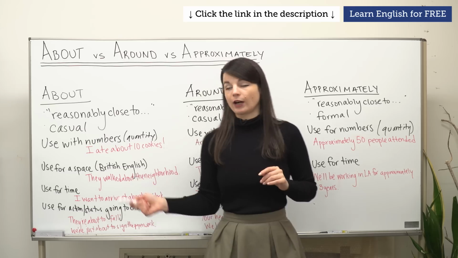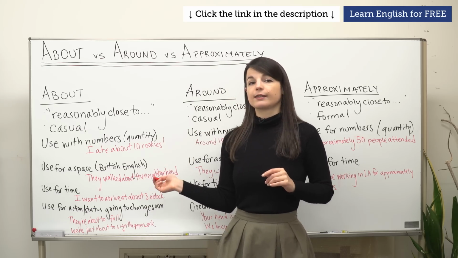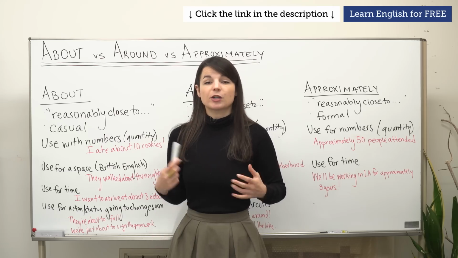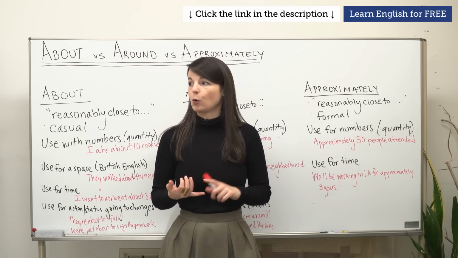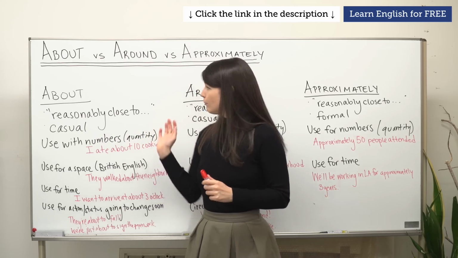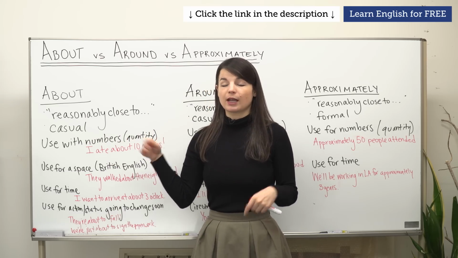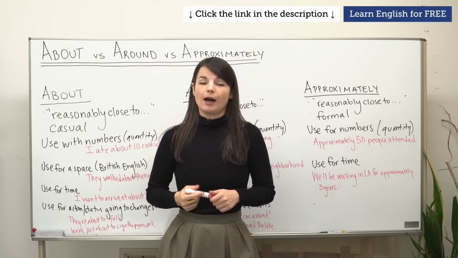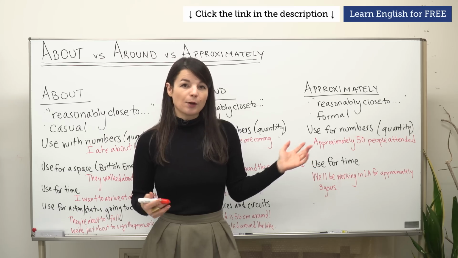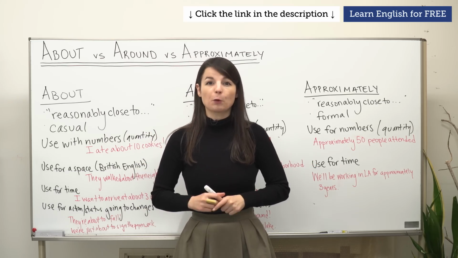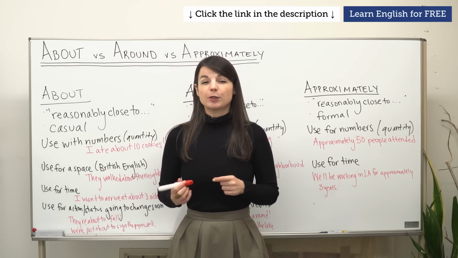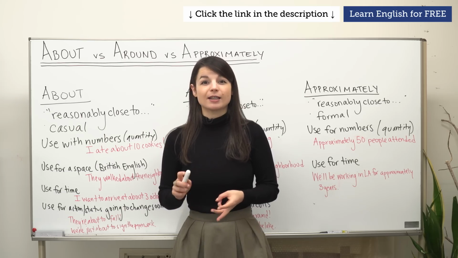Around and about, however, have a few other functions to consider. But when you're making guesses, when you're making estimates, especially for quantities, especially for time, in most cases, about and around can both be used. Approximately is fine as well, but you will sound more formal. Okay, so those are a few differences between the words about, around, and approximately.